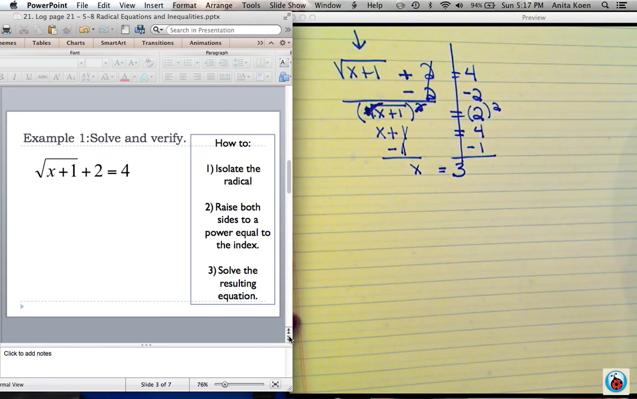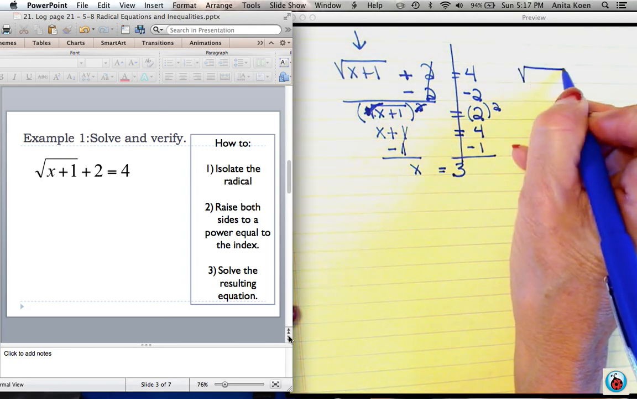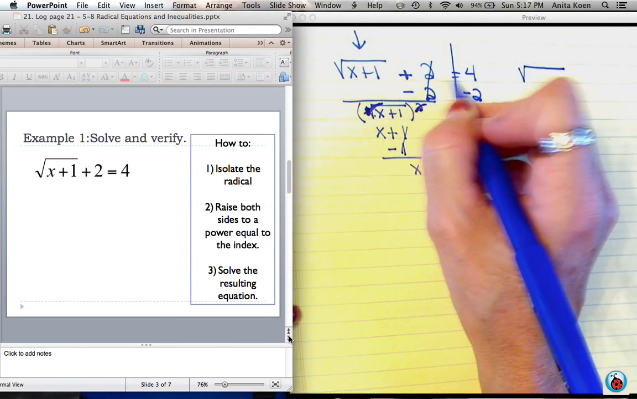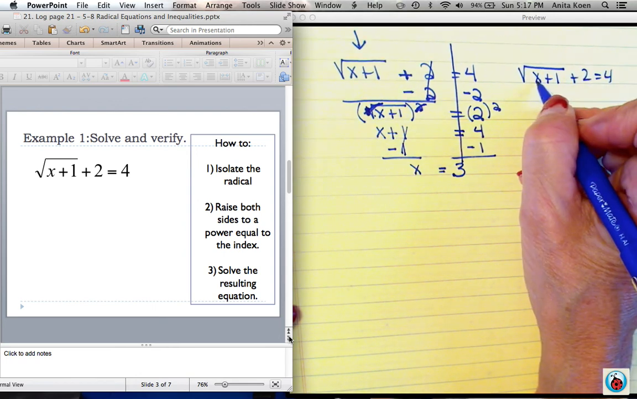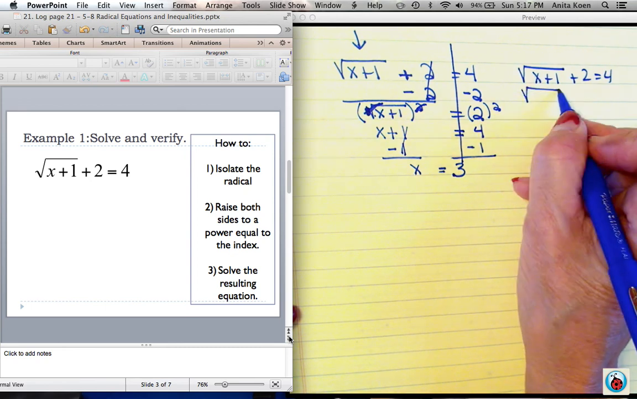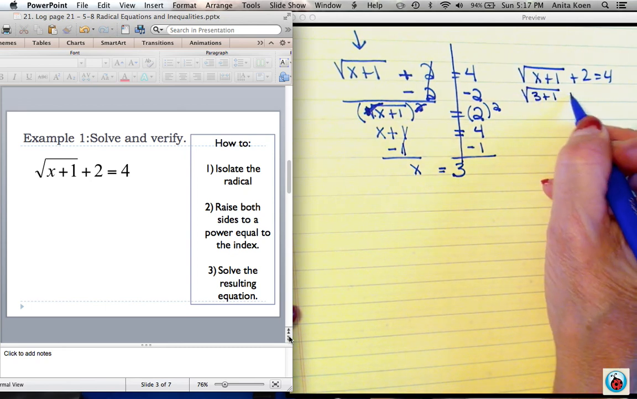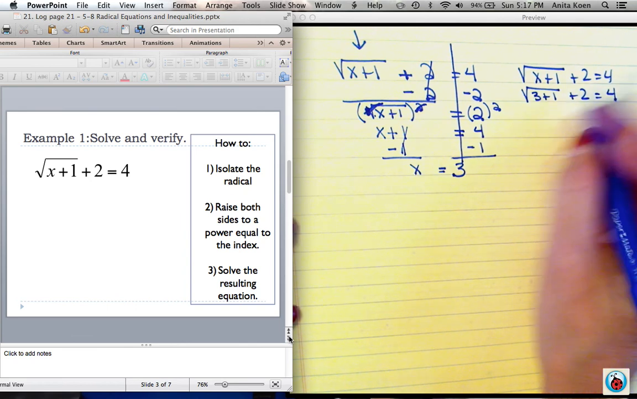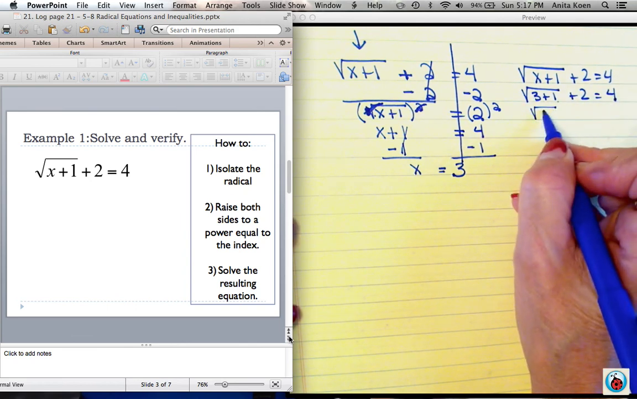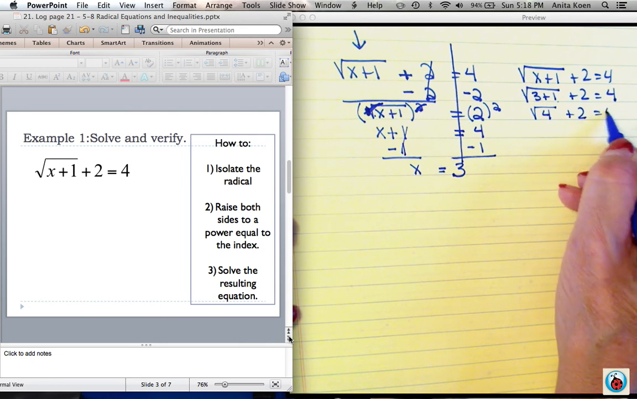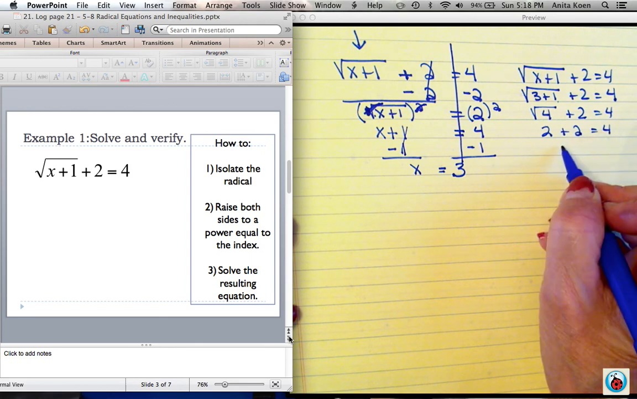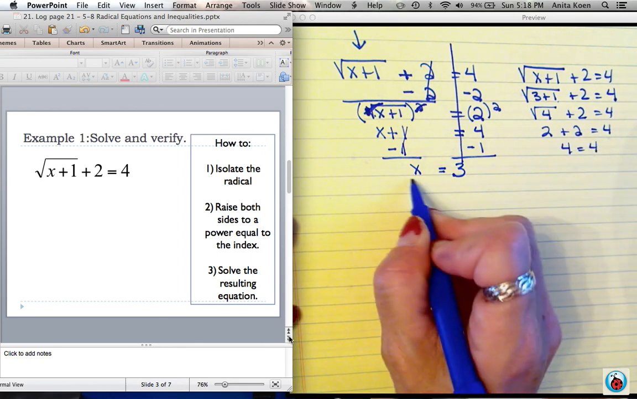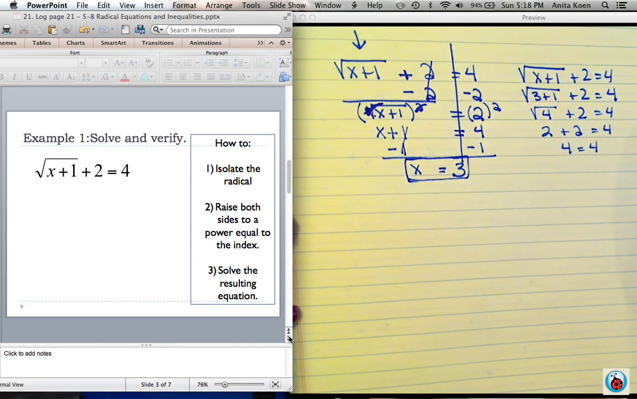Now I think this is the answer to my problem, but I've got to verify it. So I'm going to go back to my original equation, the square root of x plus 1, plus 2, equals 4. And everywhere I see an x, I'm going to substitute my answer. So I have the square root of 3 plus 1, plus 2, should equal 4. The square root of 3 plus 1 is the square root of 4. The square root of 4 is 2, and 2 plus 2 is 4. So I have now verified that this is the correct answer.